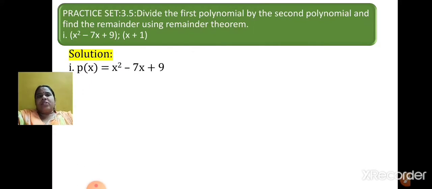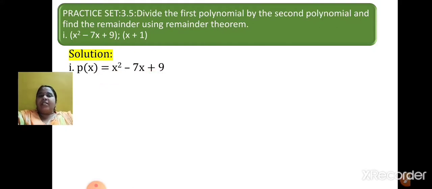The first step for such a question is always, whatever is the given question, you write it as polynomial of x, polynomial of y. Now since this question is in x square minus 7x plus 9, I will write it as p of x is equal to x square minus 7x plus 9. It is a polynomial of x. This is my first step.